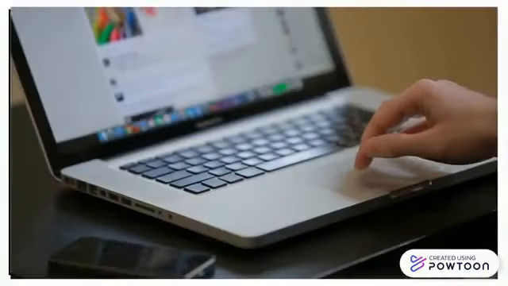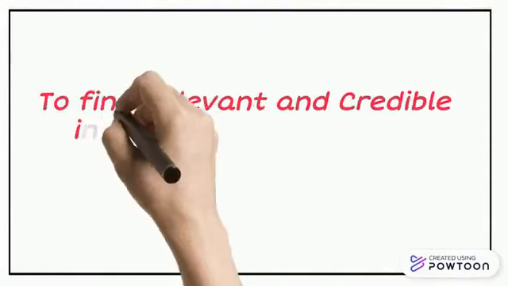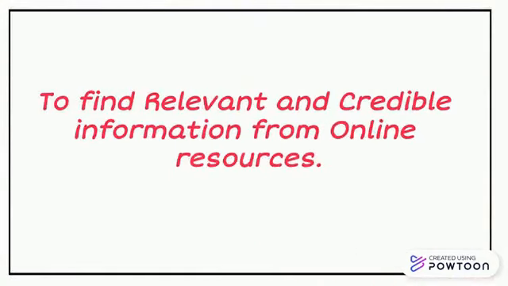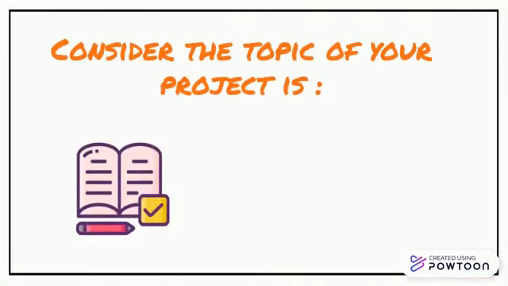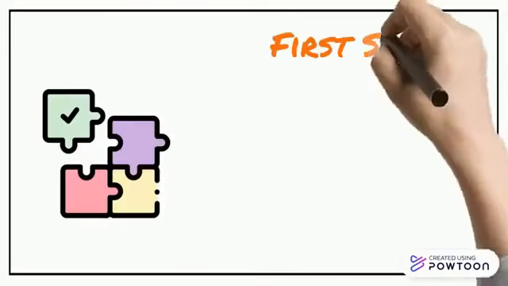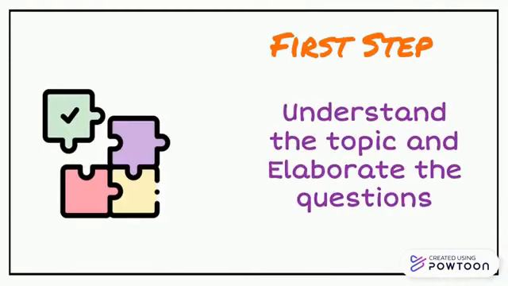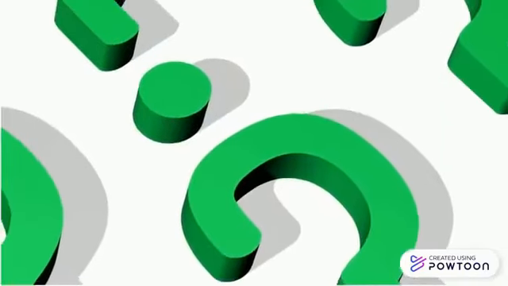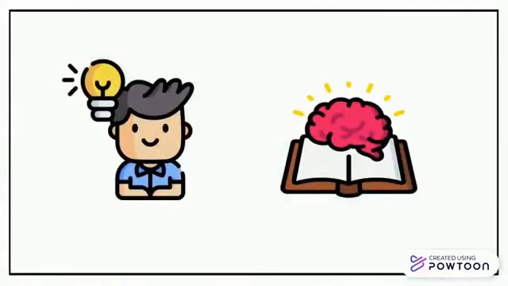In this video, you will learn about online search strategies that will help you to find relevant and credible information from online resources. Consider you are assigned with the topic Digital Literacy Programs in Schools for your project. To find relevant sources, the first step is to understand the topic and elaborate the questions you want to search. However, the questions you want to search depend completely upon your prior knowledge of the topic.